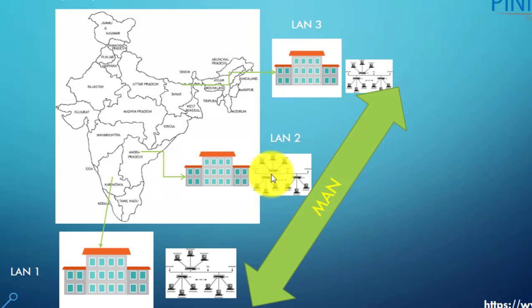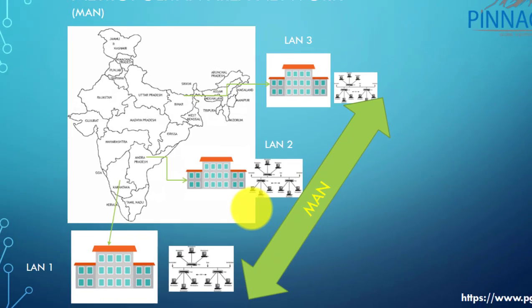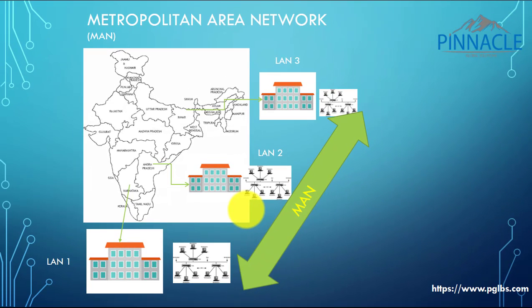Remember that it is not just confined to the 3 cities which I have shown here. It could spread across multiple cities. The basic intention is that a metropolitan area network has wider coverage when compared to the local area network. The metropolitan area network is also called MAN.